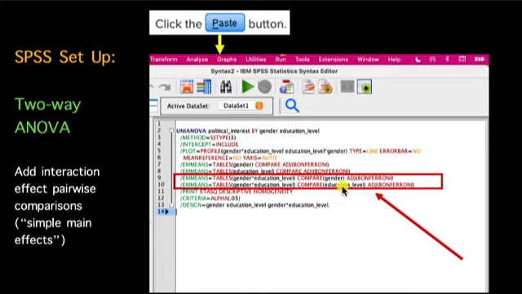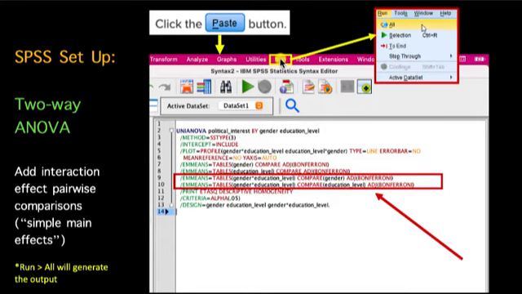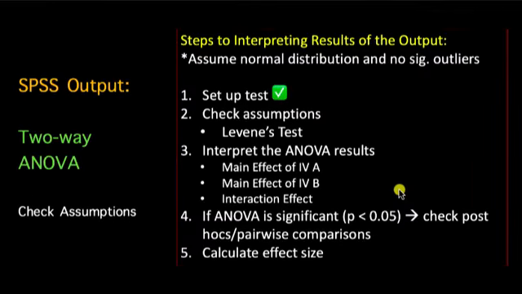So from here, we then can click on the Run tab and then do all, right? And that should generate your output. All right, so we have set up our test, check. Now we can look at our assumptions, which for the purposes of this class is just limited to our homogeneity of variance assumption, which is tested with Levene's test.